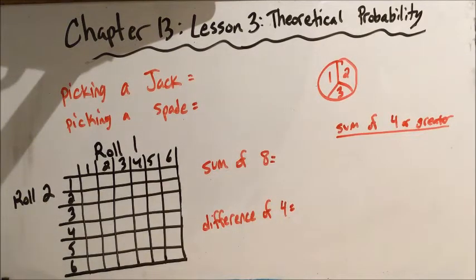Chapter 13, Lesson 3, Theoretical Probability. So theoretical probability is the probability that you would expect to come out when you're using math.